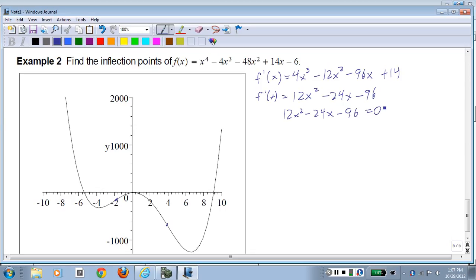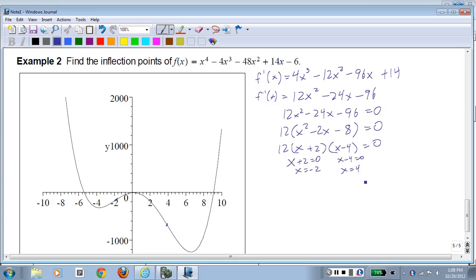If we set it equal to 0, we can factor out the 12, and it looks like that, x minus 4 times x plus 2. Good. So set each factor equal to 0. 12 is going to make no contribution to the zeros of this expression, but certainly negative 2, positive 4. So we'll go with this. x equals negative 2, x equals positive 4.